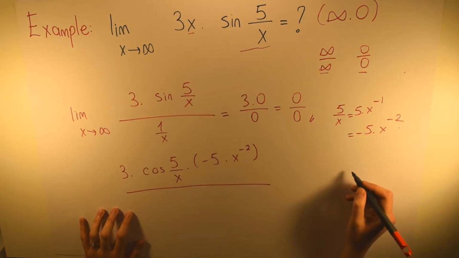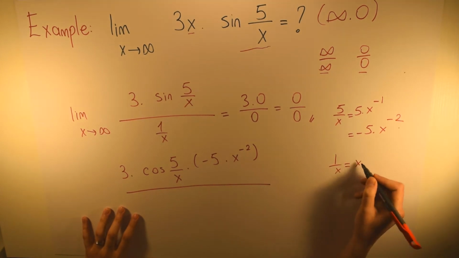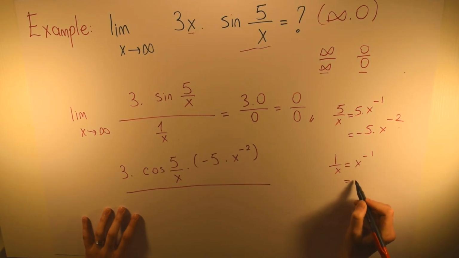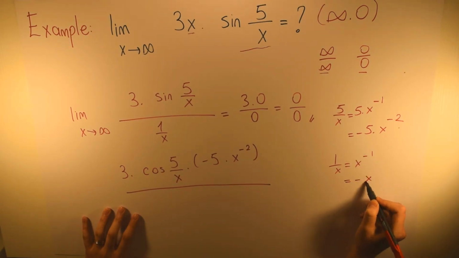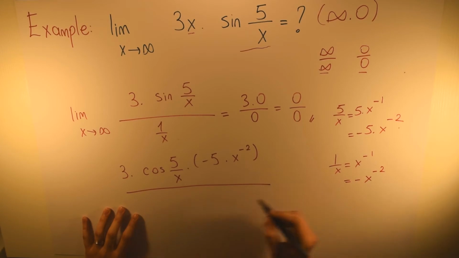So how can I find its derivative? 1 over x, I can write as x to the power of minus 1. So I put this minus 1 in front of x. So it is minus x to the power of minus 2, right? Minus 1 minus 1 is equal to minus 2. So this is equal to minus x to the power of minus 2.